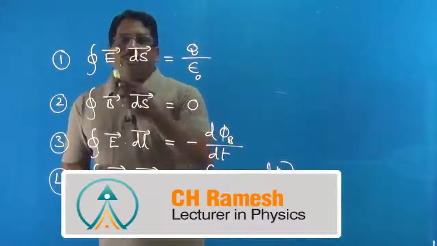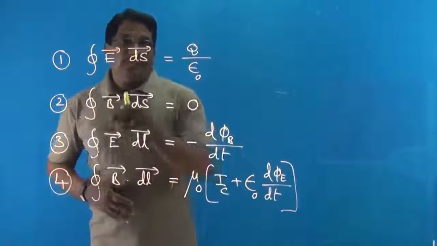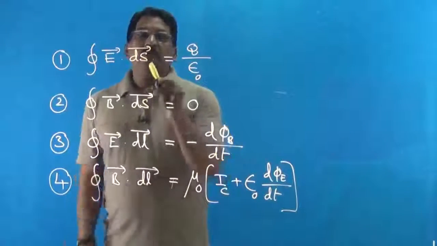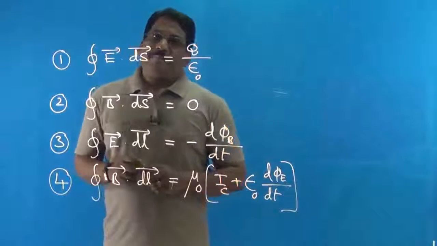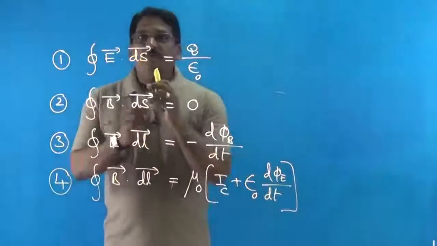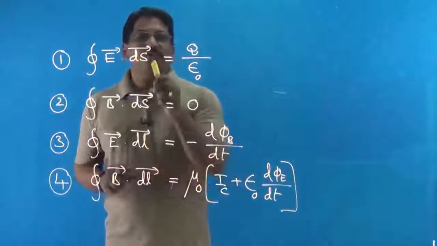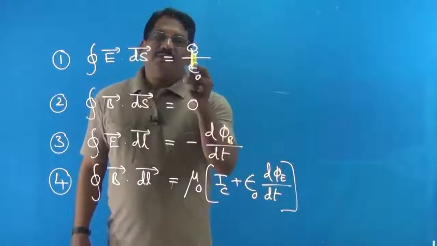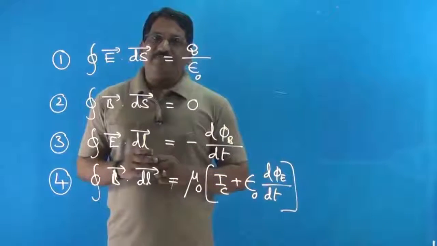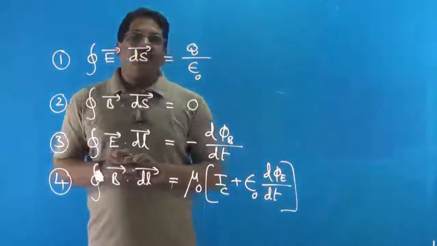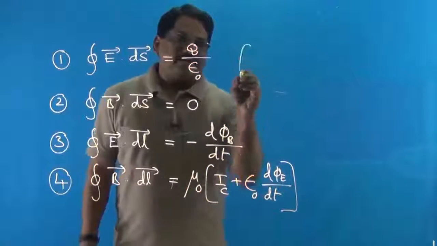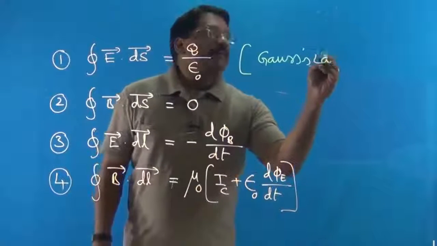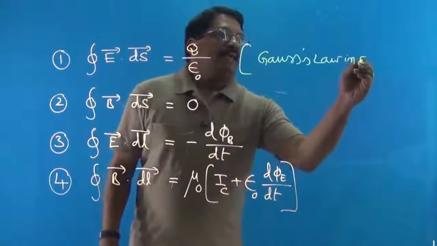The first equation is the surface integral of the electric field over a closed surface. The other way, the flux of the electric field through a closed surface is equal to 1 by epsilon naught times the charge included in that surface. And it is obviously the Gauss law in electrostatics.